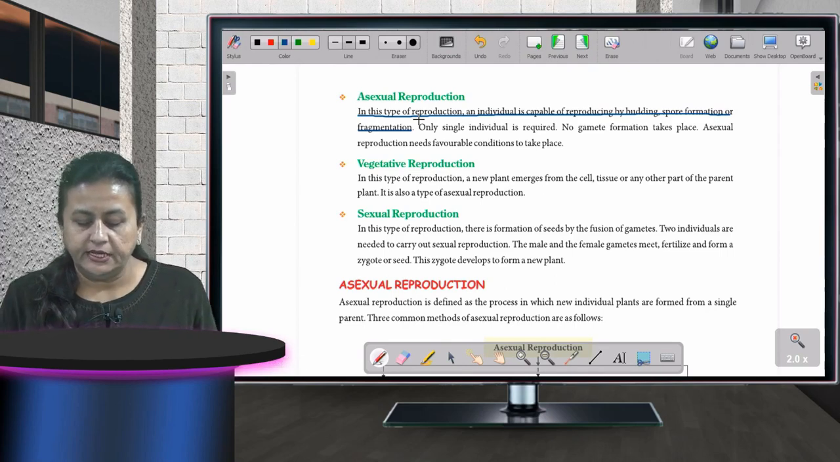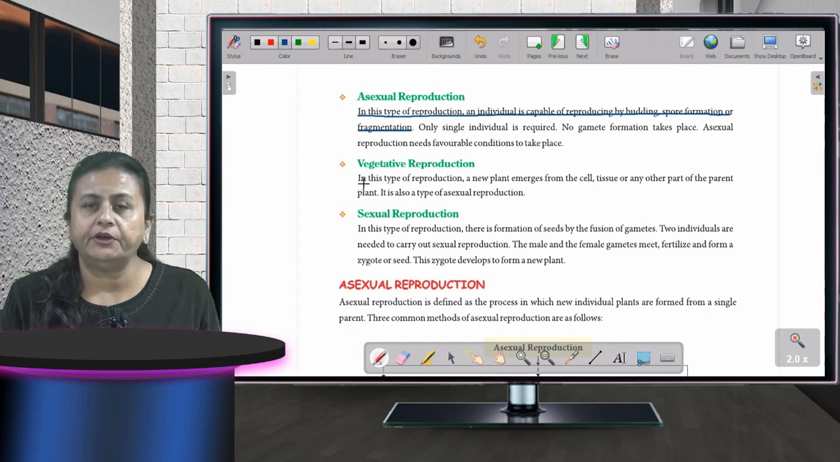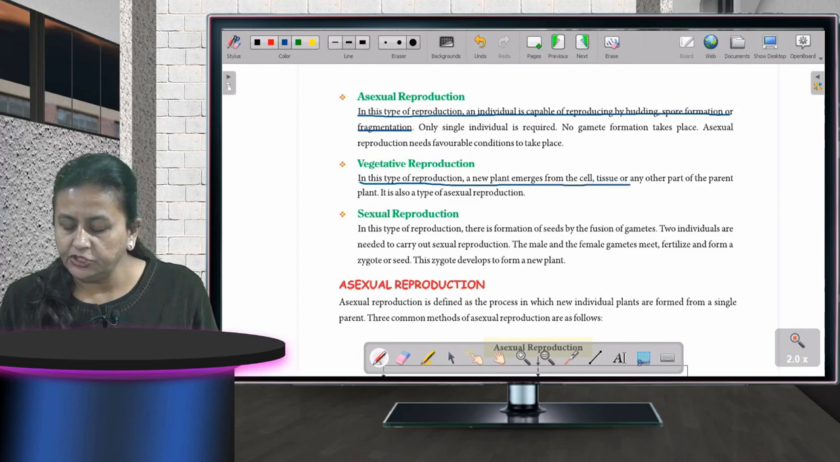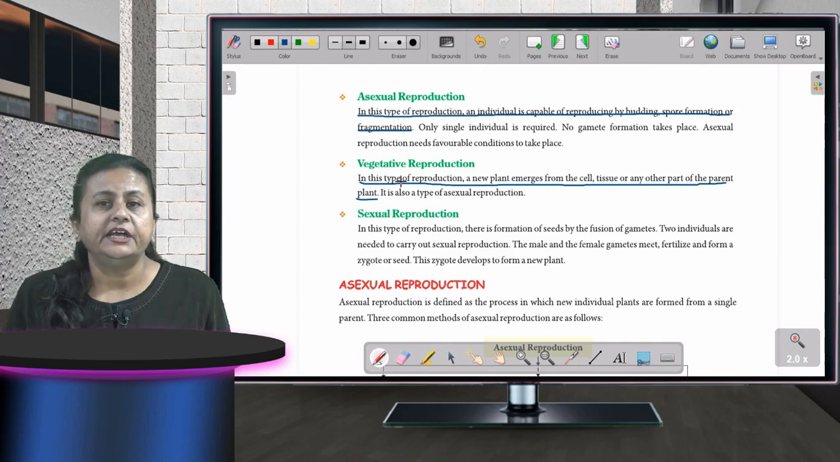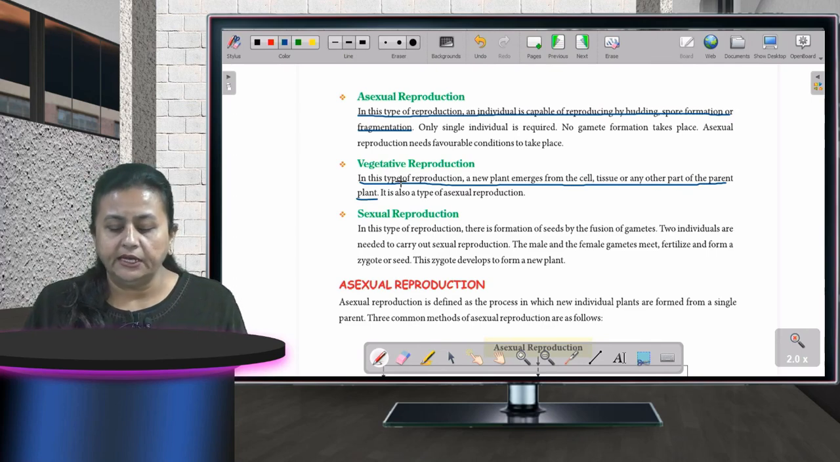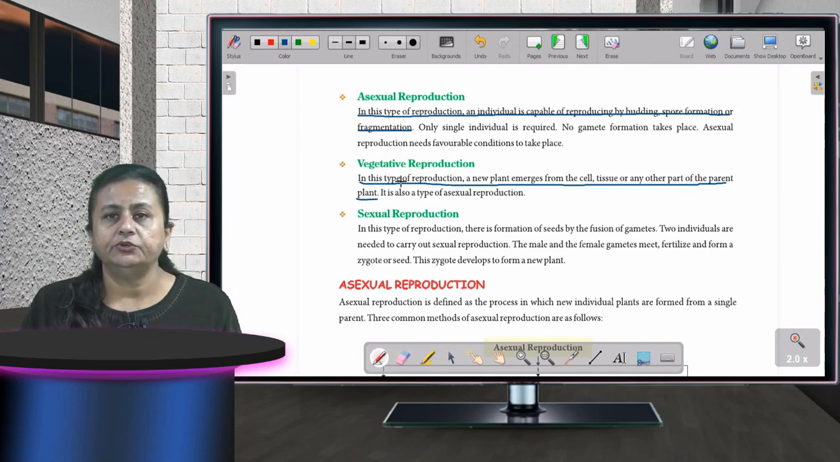Fine children. If I talk about vegetative reproduction, in this type of reproduction, a new plant emerges from the cell, tissue or any other part of the parent plant. Vegetative parts, be it leaf, be it branches, be it stem. In vegetative reproduction, you don't require germination from a seed.